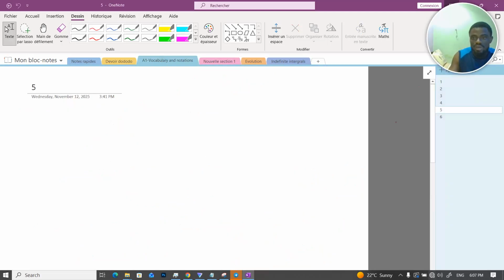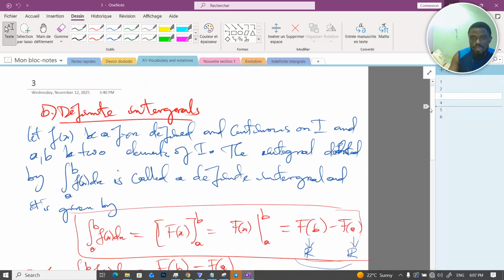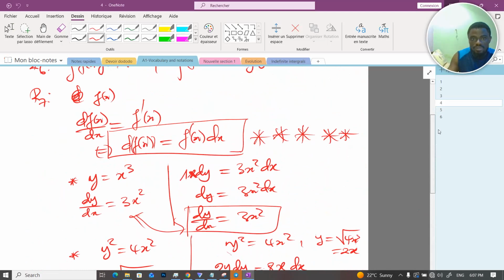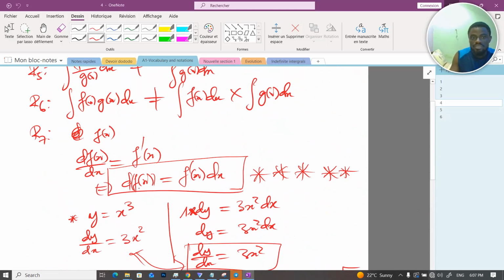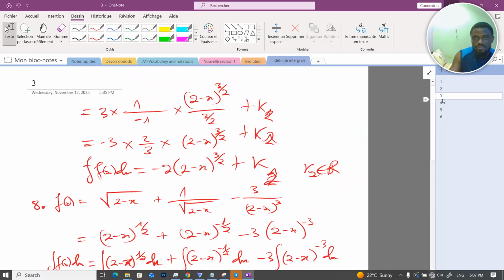It was on vocabulary and notations. There's a formula I asked you to remember. Okay, this formula: d of f of x equals f prime of x dx. I'll apply this formula in that integral.